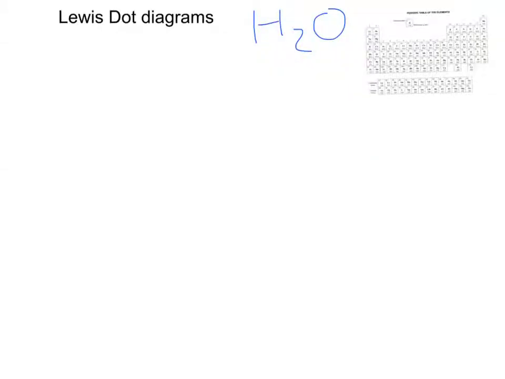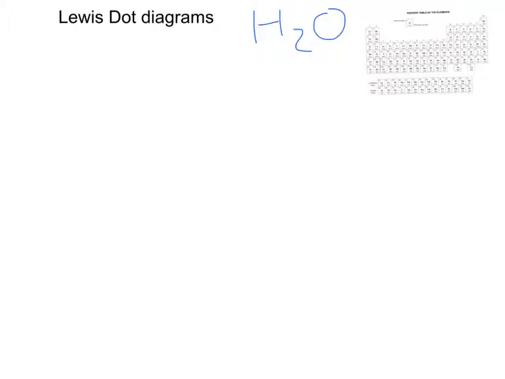The aim of this video is to help you draw Lewis dot diagrams easily and simply. The first one we're going to look at is H2O. So remember, the idea behind Lewis dot diagrams is to try and work out how the atoms in the molecule are arranged or attached to each other, bonded to each other.